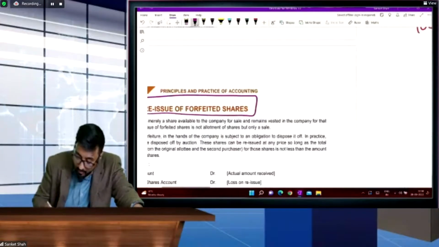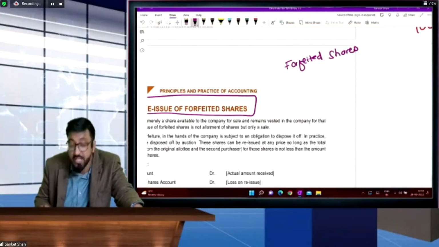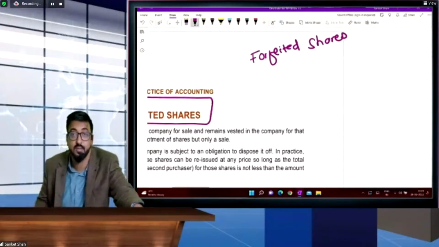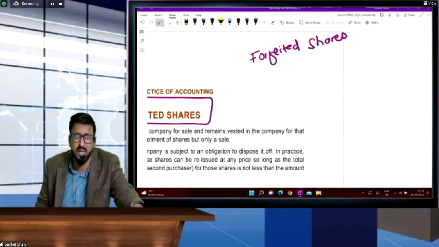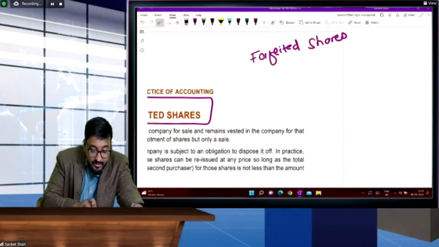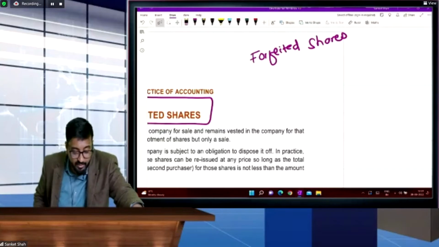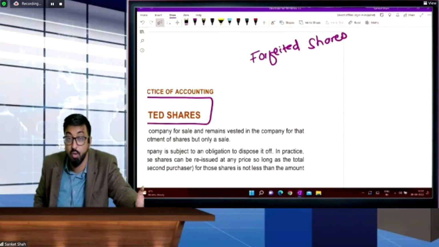Tell me, forfeited shares, which balance for forfeited shares? Tell me always, which balance? Tell me quickly in the comment section. The reissue part is starting.